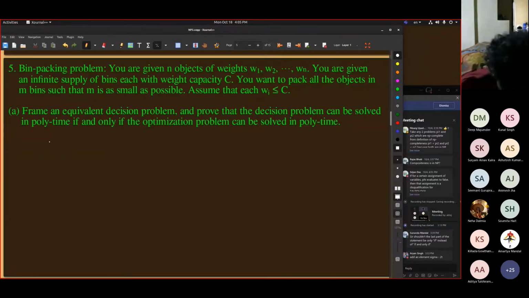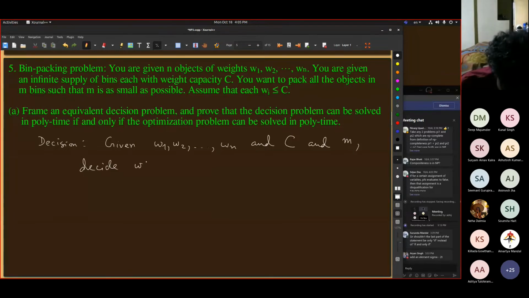Okay. So the decision problem is that, given the weights W1, W2 through Wn and C and some M, decide whether M bins suffice.